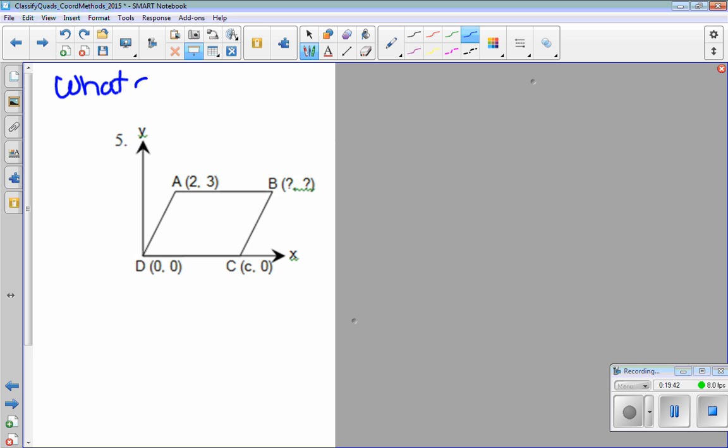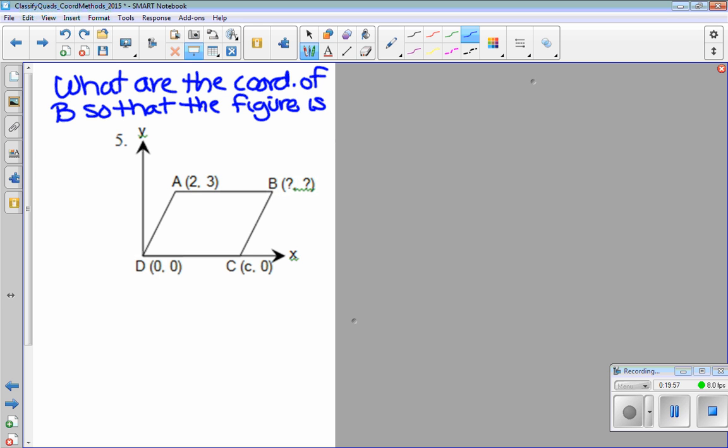What are the coordinates of B so that the figure is a parallelogram? What must those coordinates be? I have seen this on the SOL, so please write it down. Okay? Please copy this one into your notes.